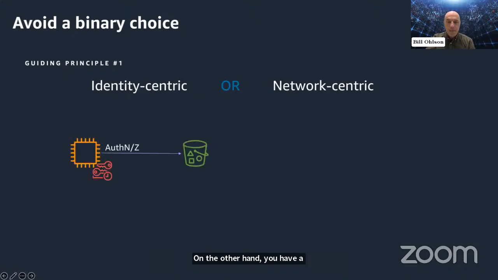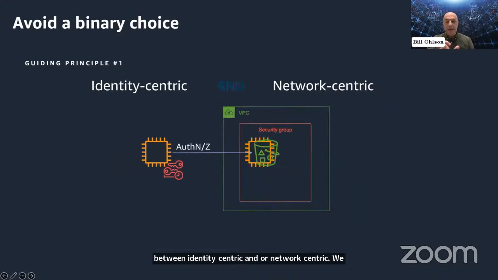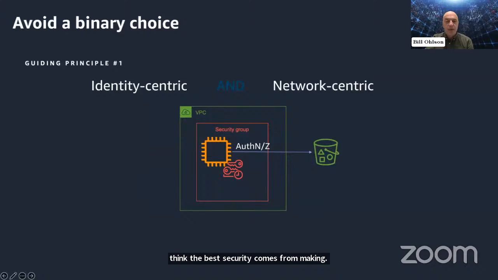And we think the best security doesn't come from a choice between identity-centric or network-centric. We think the best security comes from making this and whenever possible. So use your network perimeters. They can provide guardrails within which identity-centric can operate. So optimally or ideally, they coexist. So they're aware of each other and they augment each other.